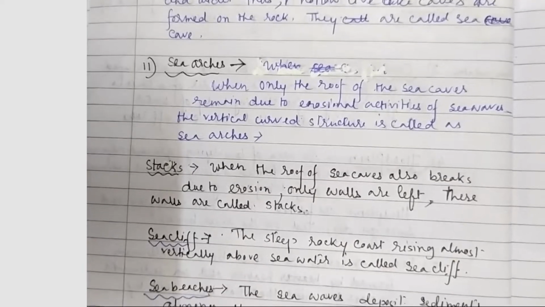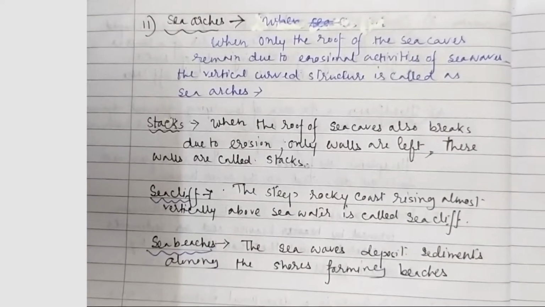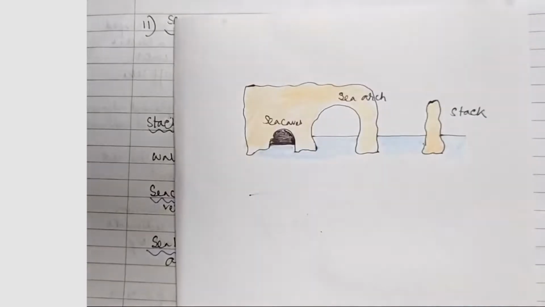Next, sea cliff. A steep rocky coast rising almost vertically above sea water is called a sea cliff. Sea beaches: sea waves deposit sediments along the shores, forming beaches. Look at the diagram, it is obviously for better understanding.